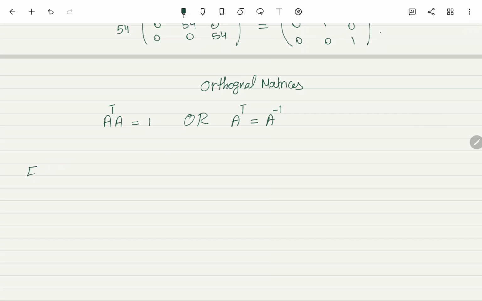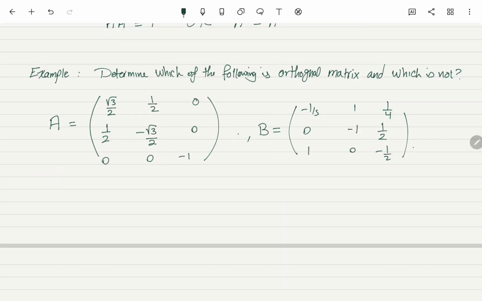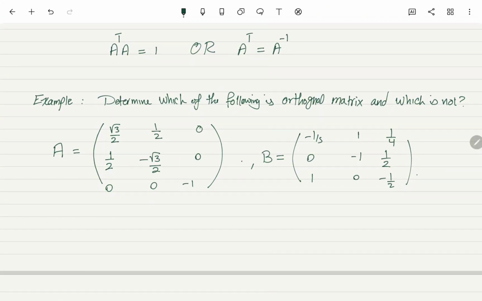Example. In this example, determine which of the following is an orthogonal matrix and which is not. Here's A and here's B. Remember, the orthogonality condition is A transpose A should be the unit matrix, or we can say that A transpose should be equal to the inverse of the matrix.